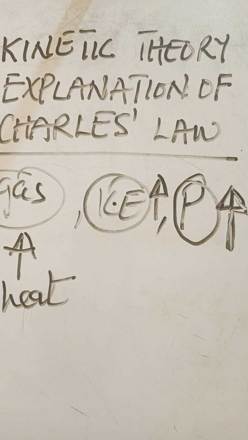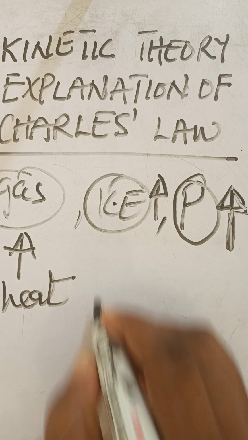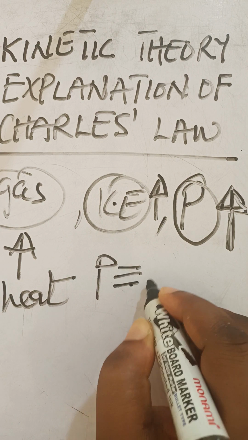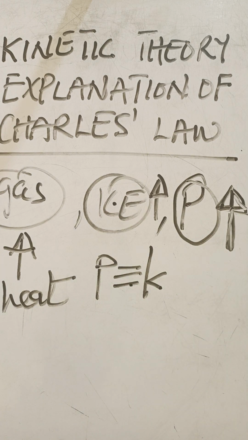But we understand that according to Charles's law, the pressure should remain constant. But in this case, the heat applied to the gas has increased the kinetic energy of the molecules of the gas, increasing the number of collisions made to the walls of the containing vessel, and thereby has also increased the pressure. When in fact, according to Charles's law, the pressure should be kept constant.